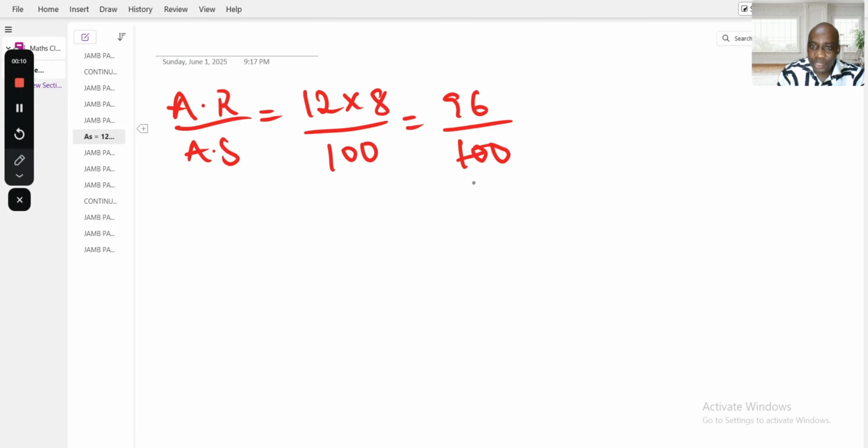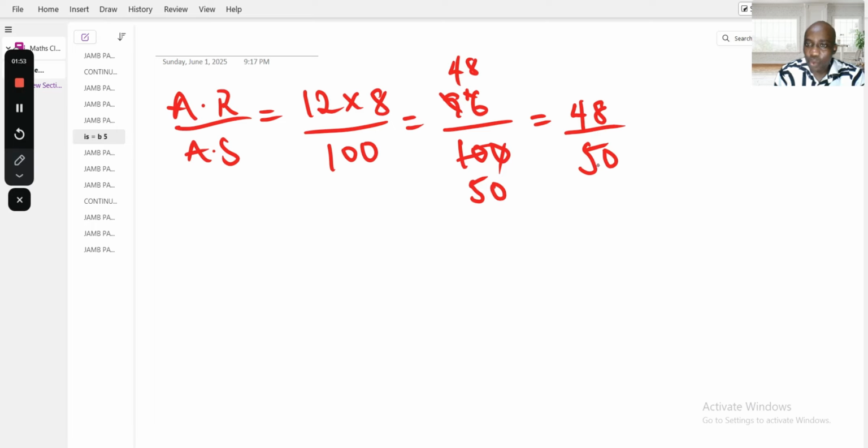How many 2s can we see in 10? 5. How many 2s can we see in 0? 0 is 0. How many 2s can we see in 9? 4, remainder 1. How many 2s can we see in 16? That's 8. We have 48 over 50.